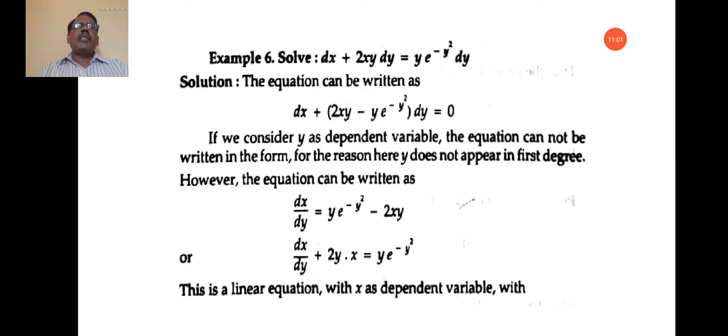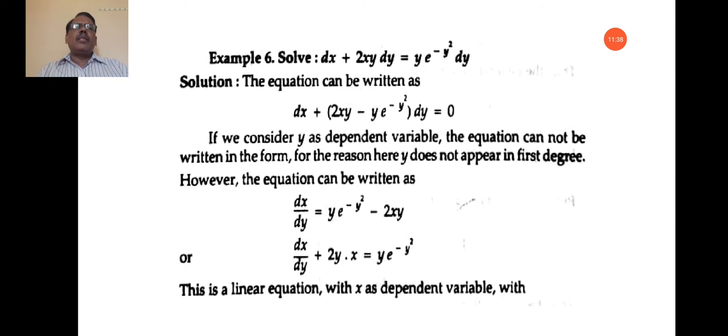So, in example 6, solve the equation dx plus 2xy dy is equal to y into e to the power of minus y square dy. So you observe that here this equation is not in the form of a linear differential equation. If we consider y as a dependent variable, the equation cannot be written in the form. For this reason, here y does not appear in the first degree.